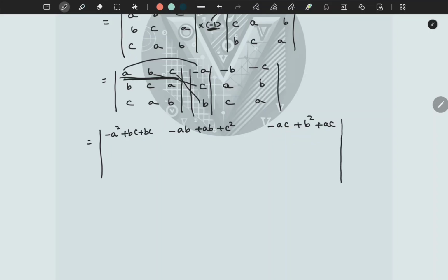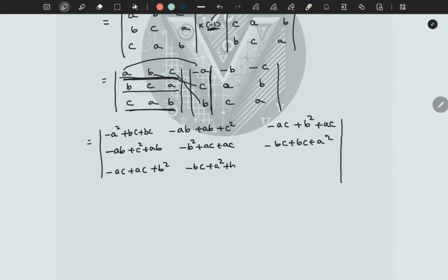Now for the second row first element, we will multiply second row with the first column. So what do we get? Minus AB plus C square plus AB. Now second row with second column, we get minus B square plus AC plus AC. And now second row with third column, we get minus BC plus BC plus A square. Now for the last row, first element, multiply third row with the first column, we get minus AC plus B square. Now third row with the second column, we get minus BC plus A square plus BC.